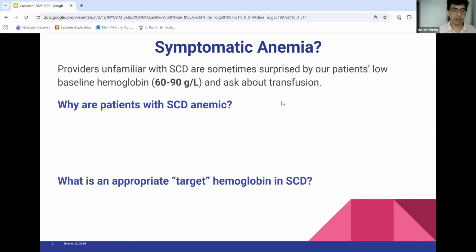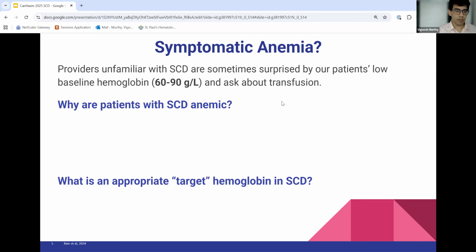And so there's often this question of symptomatic anemia. Of course, everyone here is likely familiar with that threshold of like 70 grams per liter. It's often where we start transfusing our medicine patients, ICU patients, and so on. So providers unfamiliar with sickle cell disease are sometimes surprised by our patients' low baseline hemoglobin. They might run around with a baseline of 60, 66, and so they ask us about blood transfusion.